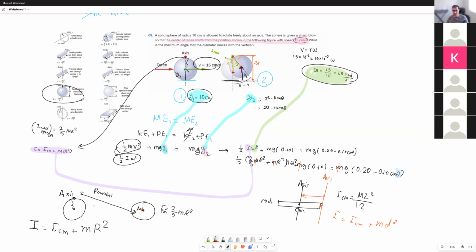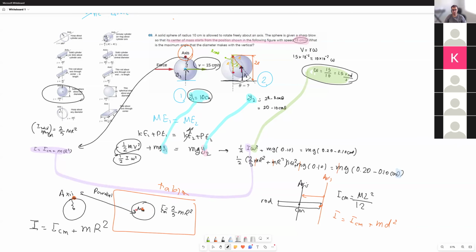Now, going back to the sphere, you know that this is from a table: the moment of inertia about an axis that passes through the center is 2/5 mr squared, right? The question gives you an axis that is parallel to that axis passing through the center of mass. These two axes are parallel. This one and this one are parallel. They're both out of page.